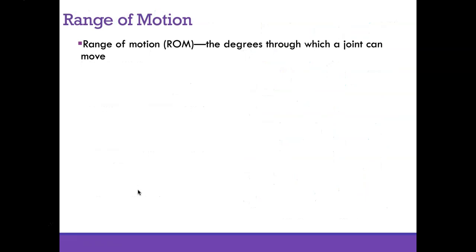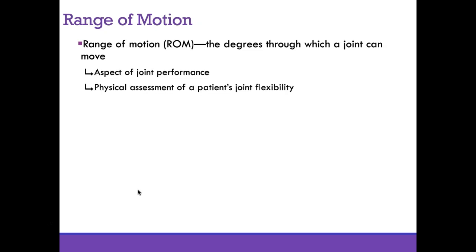So just to define some things, the range of motion is the degrees through which a joint can move. And the range of motion is determined by many things. It's basically an assessment of how flexible a patient's joint is. Right, like how well do these joints perform? How is the range of motion? So it's determined by a lot of things.